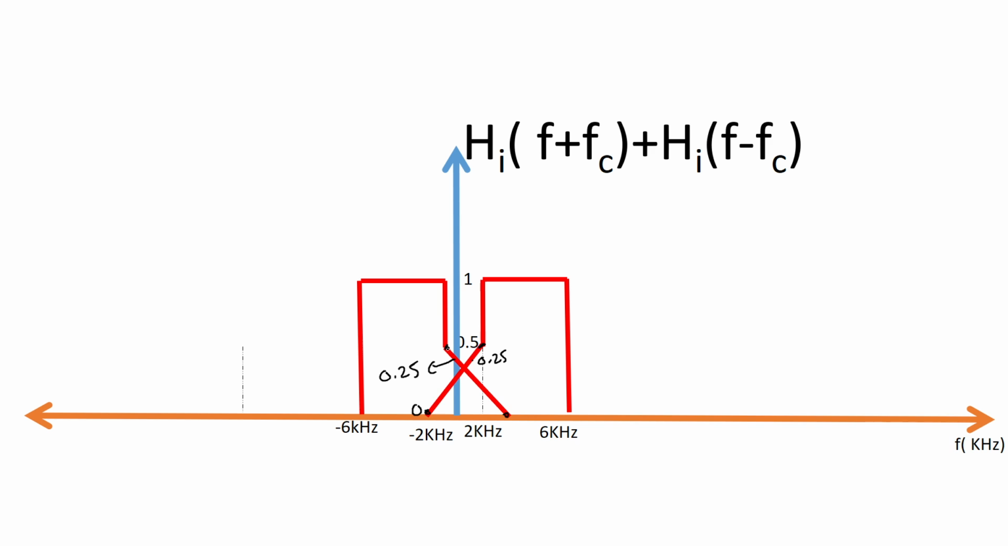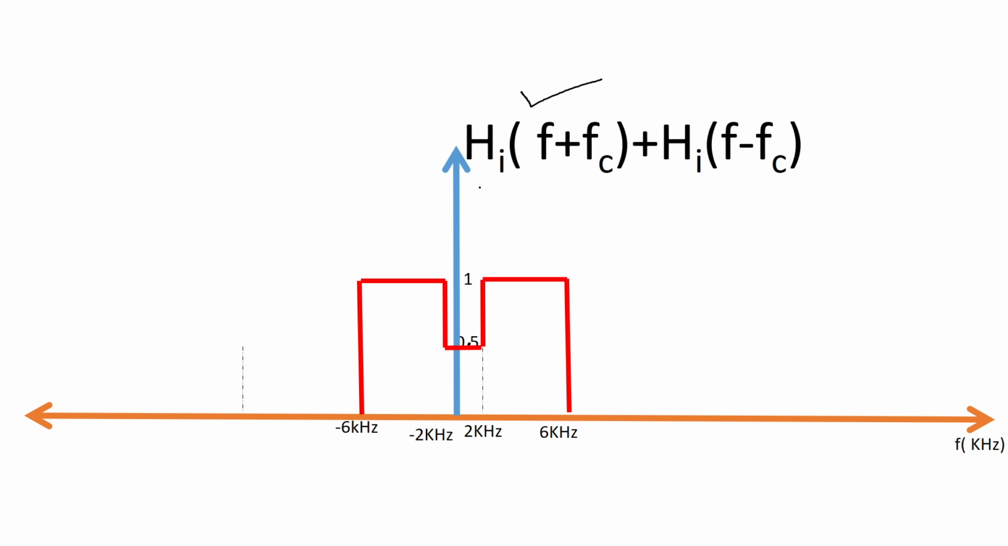So what we are going to do is that instead of these two linear curves, we are going to draw a flat response. So this is your flat response, which is equal to 0.5, because 0.25 plus 0.25 is 0.5. So now this is your H(IF plus Fc) plus H(IF minus Fc). The third step is done.